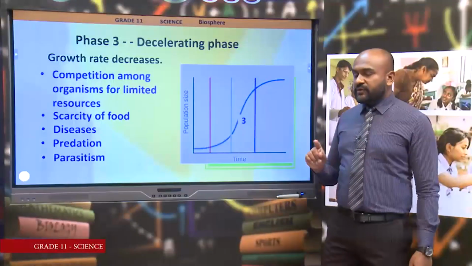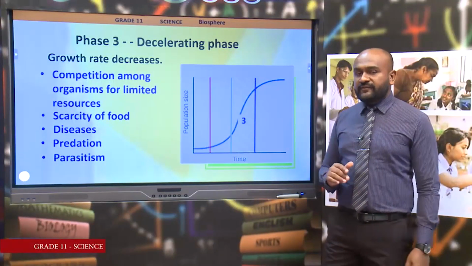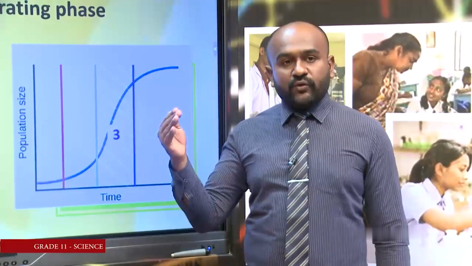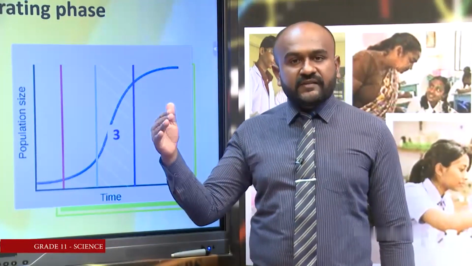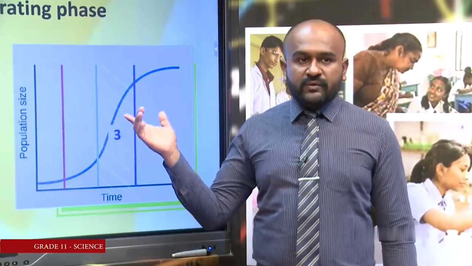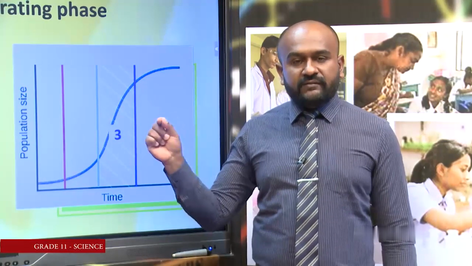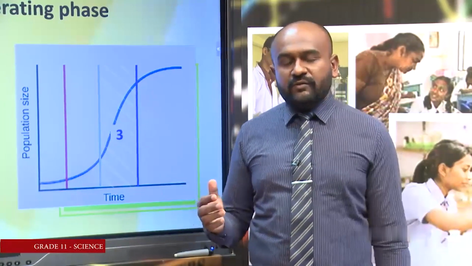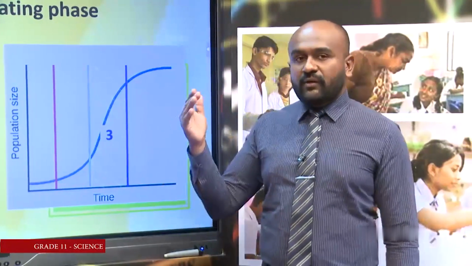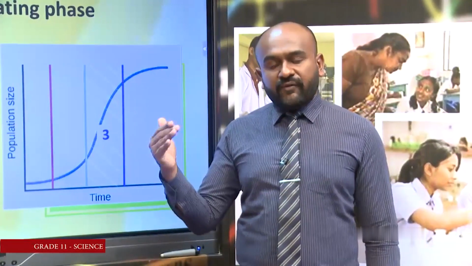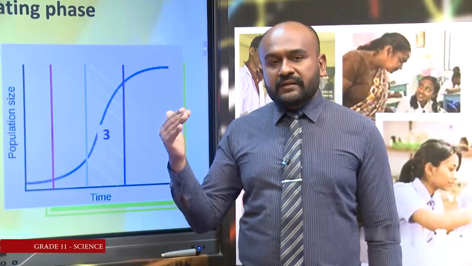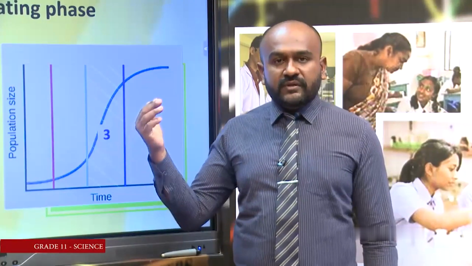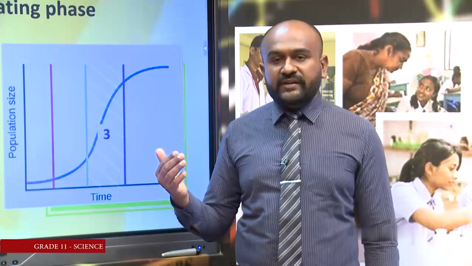So, what can you say about the birth and death rate at this phase? In the exponential phase, we saw that birth rate exceeds the death rate. So, what can you think about that when it comes to the decelerating phase? Will they be equal or different or what? Now obviously, death rate should exceed the birth rate. So, that is why the number of organisms decreases when it comes to the decelerating phase.